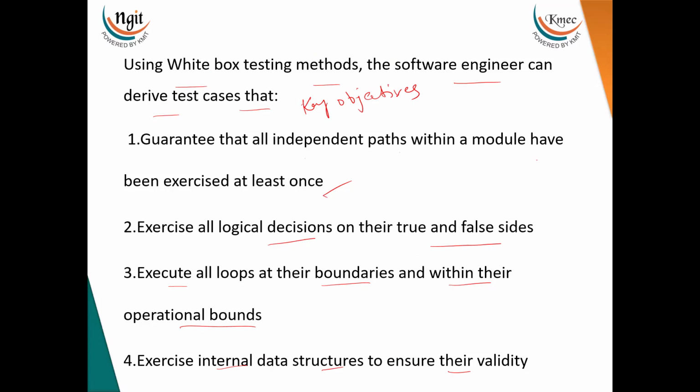Clear? So what it is saying? To execute all independent paths within the module, and then exercise all the logical decisions, that is the true or false outcomes. And then it is saying executing all loops. The loops in the sense, let me write here: all the loops, 0 or 1 or many iterations. Then finally validate the internal data structures. So these are all the key objectives. Clear?